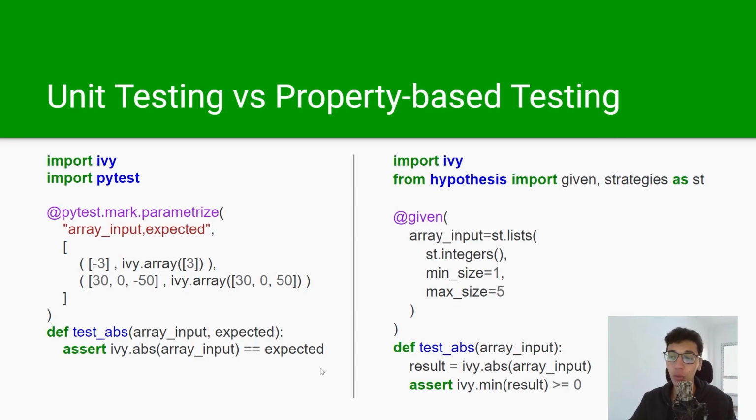And then if we actually run this, hypothesis will generate a random input every time and call the test function with it. So we don't have to write any explicit examples by ourselves. And it will also make use of the parameters that we passed in here. It will generate a list of integers that has at least one element and a maximum of 5 elements.